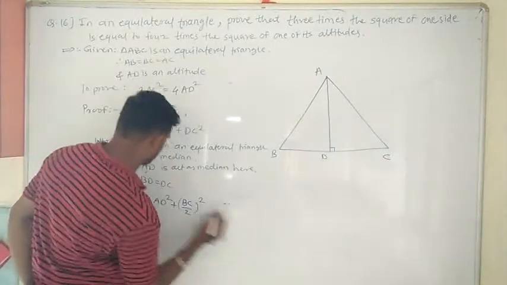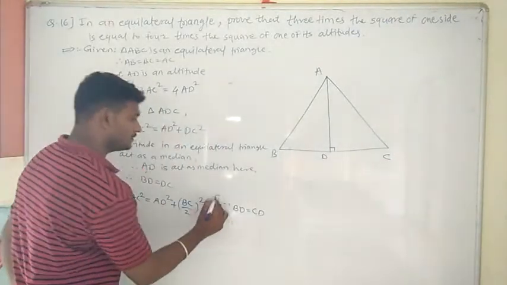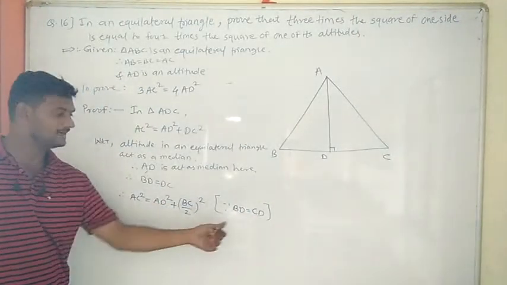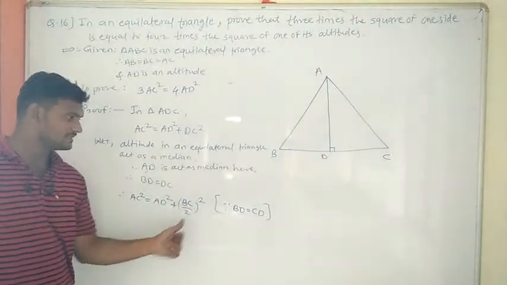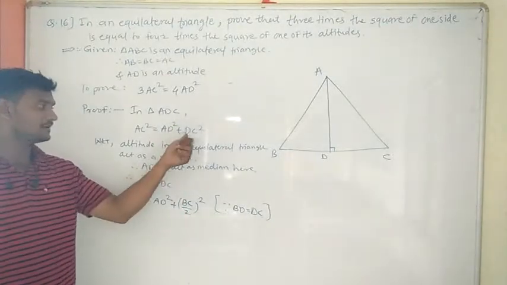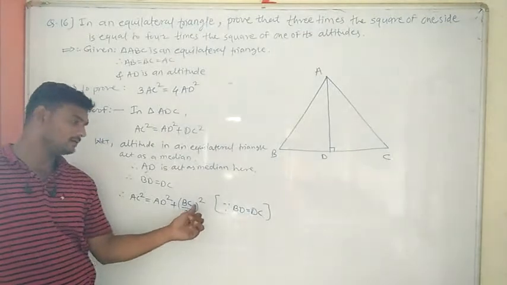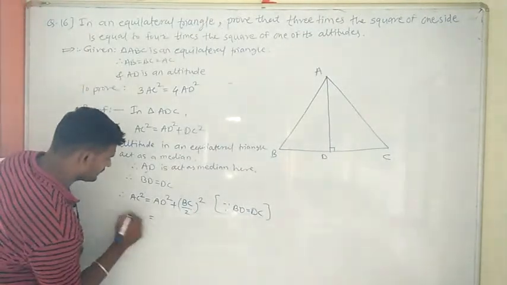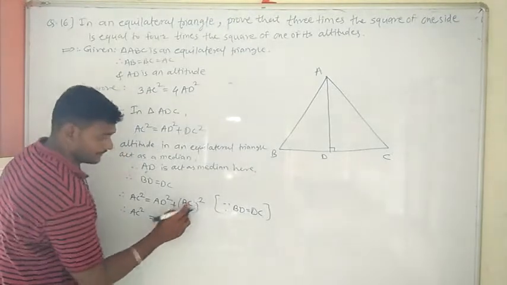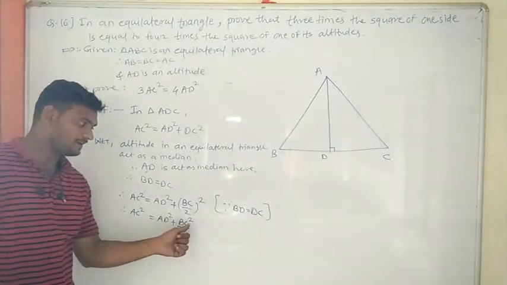Since BD is equal to CD, therefore this CD is BC by 2. CD is nothing but BC by 2. I will write DC here; CD and BC are both the same. To help you understand, I have written DC here. DC is equal to BC by 2. Therefore, we got BC by 2 here. Therefore, AC square is equal to AD square plus BC square divided by 4.